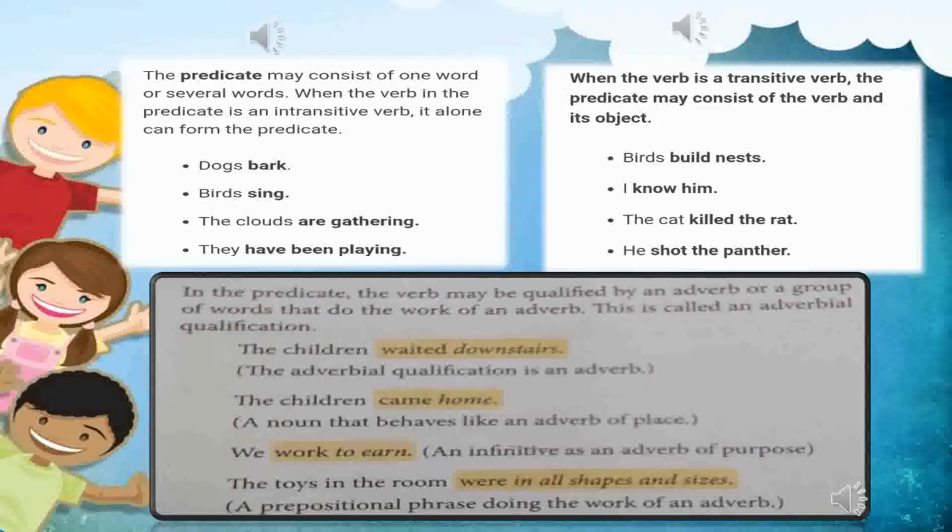And the toys in the room were in all shapes and sizes. Here the predicate is were in all shapes and sizes. Here the words in all shapes and sizes, this group of words, this phrase, a prepositional phrase, is doing the work of an adverb.